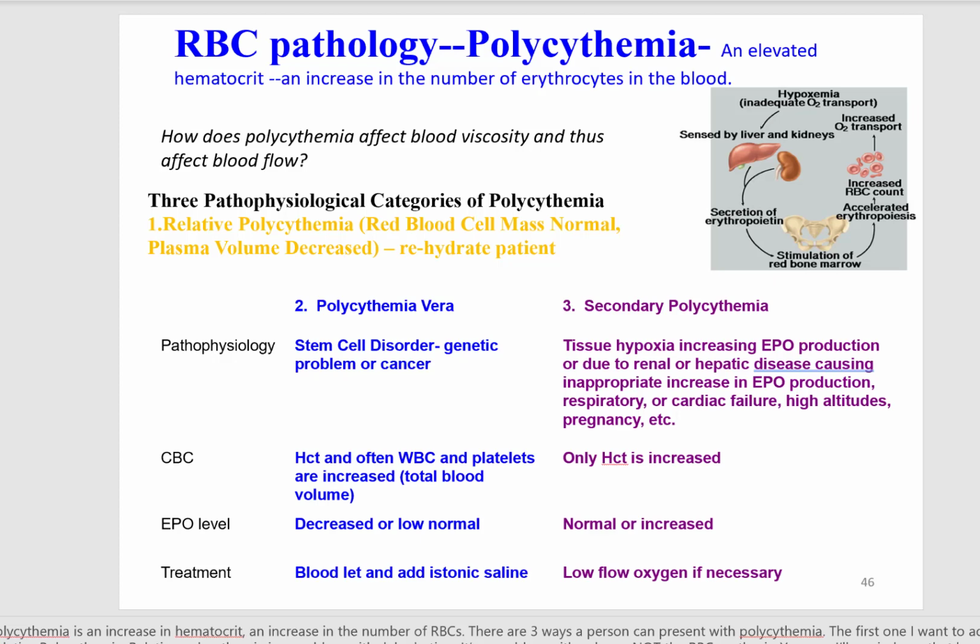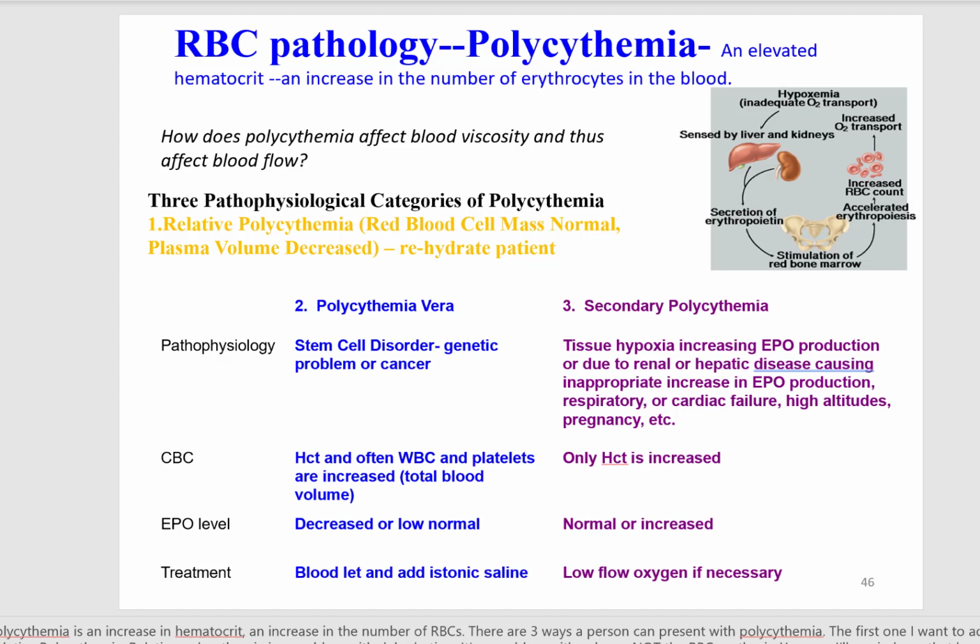So I would like to now start with our red blood cell pathology portion of our lecture. I'm going to start with polycythemia. Polycythemia means an elevated hematocrit. This means an increase in the number of erythrocytes in the blood.